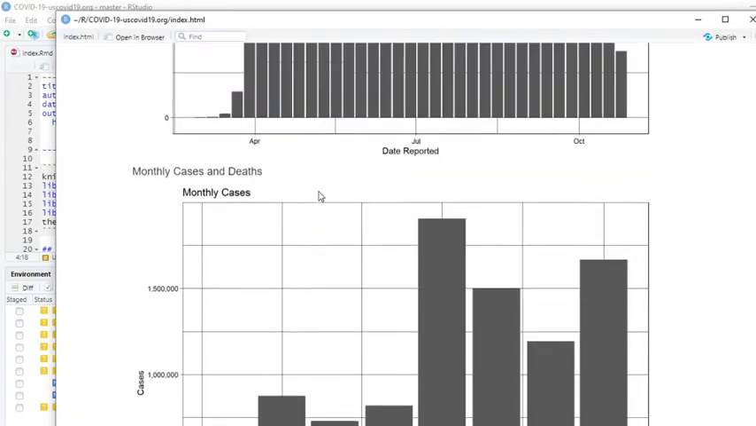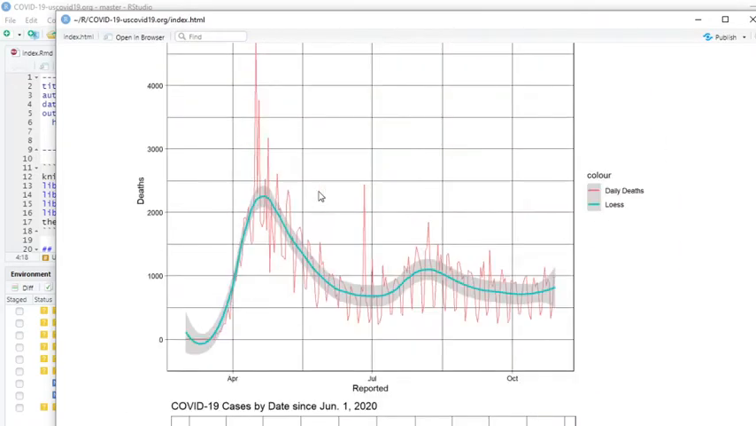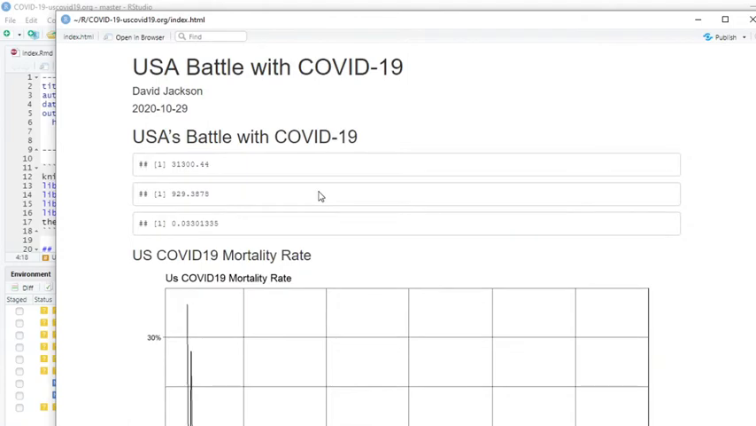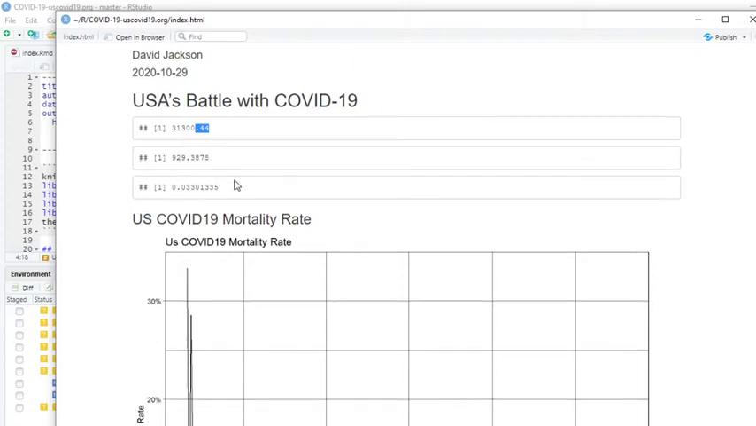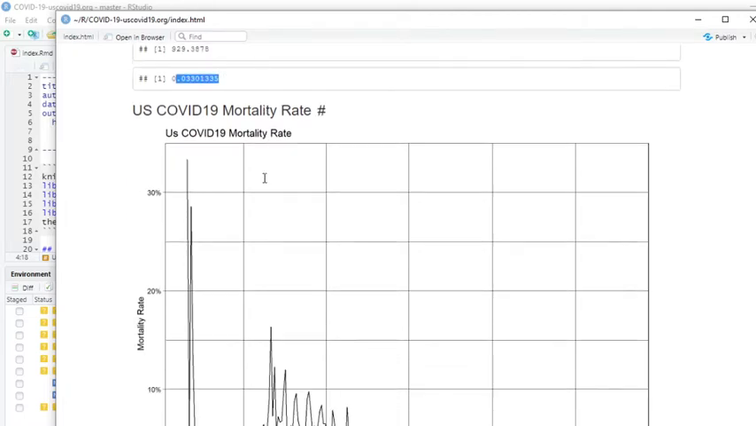Okay. As you can see here, come back up to the top. The average number of cases per day is 31,300. The average number of deaths is 929. The current mortality rate is 3.3%.